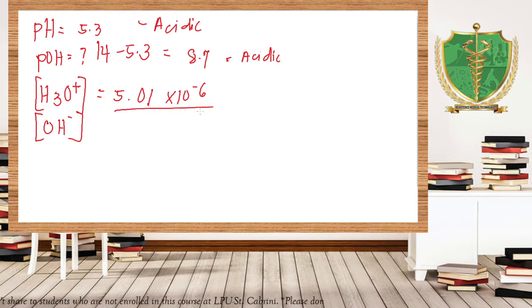Shift log negative the pH 5.3 gives us 5.01 times 10 raised to negative 6. Now, how about for our hydroxide? So, basically the same thing. Shift log, in your calculator, shift log negative 8.7 will give us 1.9, that's simply 2.0 times 10 raised to negative 9.